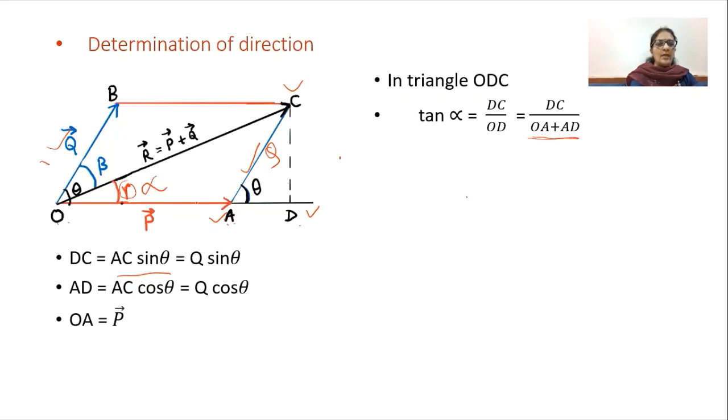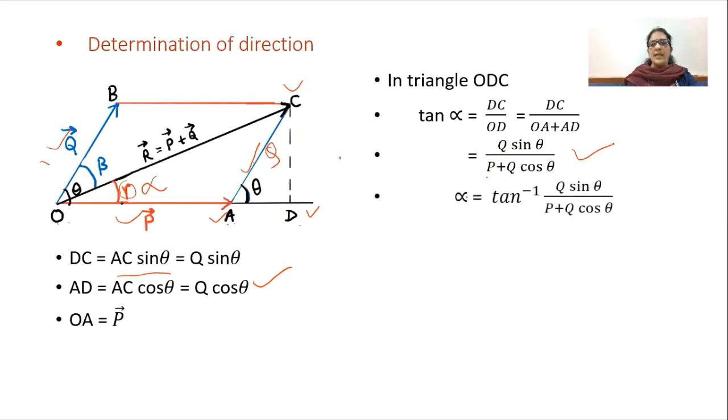And OA is P bar. So substitute the values there. DC is Q sin theta, upon OA is P, and AD is Q cos theta. So tan alpha is Q sin theta upon P plus Q cos theta. Or, if we want to write the angle in terms of alpha, then the angle is tan inverse of Q sin theta upon P plus Q cos theta. Instead of getting alpha, we want beta. This same thing we can write.